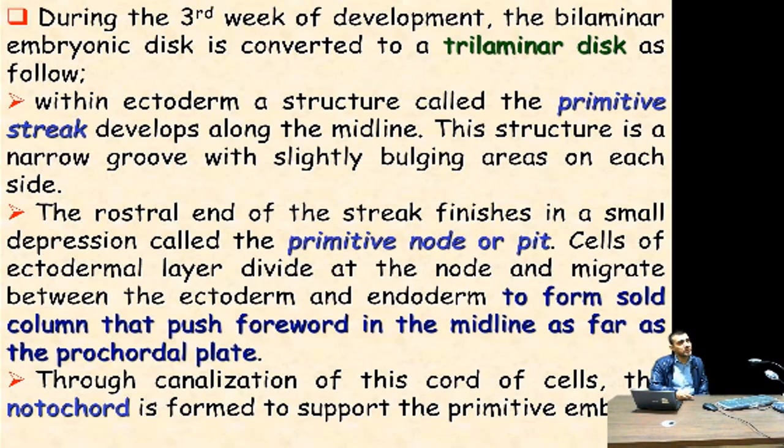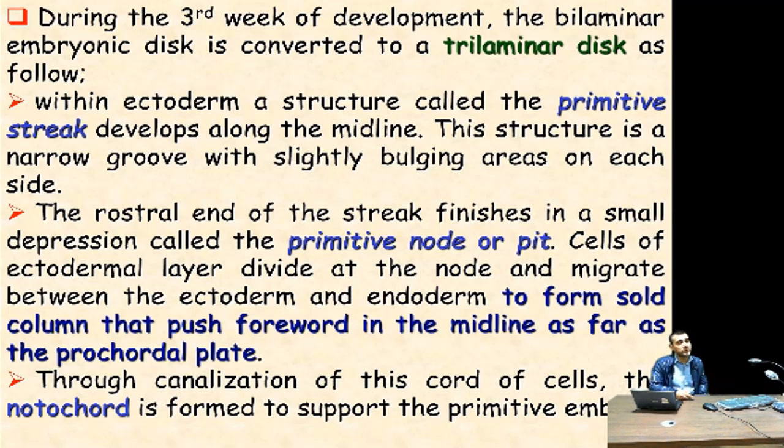During the third week of development the bilaminar embryonic disc is converted to a trilaminar disc as follows. Within the ectoderm a structure called the primitive streak develops along the midline. The structure is a narrow groove with a slightly bulging area on each side. The end of the streak finishes in a small depression called the primitive node or pit. Cells of the ectodermal layer divide at the node and migrate between the ectoderm and endoderm to form solid cords that push forward in the midline as far as the prechordal plate. Through canalization of this cord of cells, the notochord is formed to support the primitive embryo.